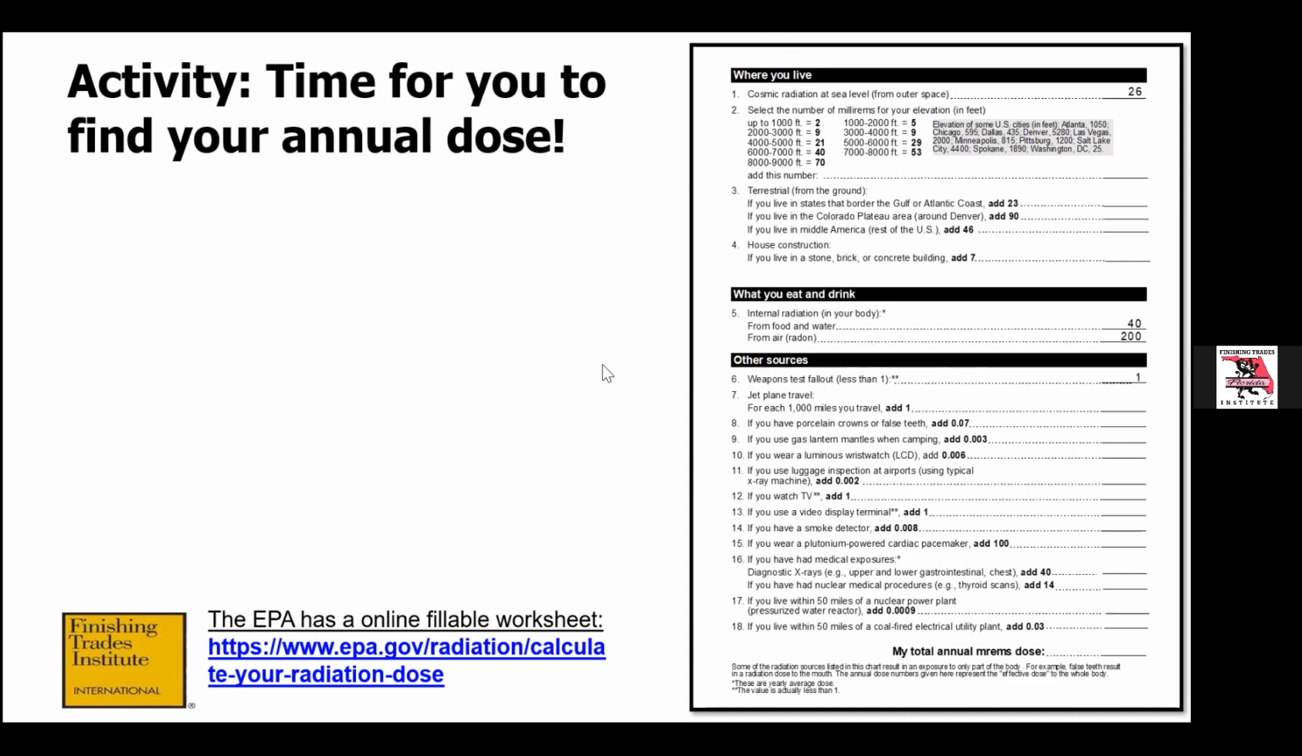Yeah. All right. So again, this is something interesting that we can do. It's a nice activity if you're teaching a class like this and you want to cover radiation, ionizing radiation of any level. It's a good way to kind of put things in perspective.